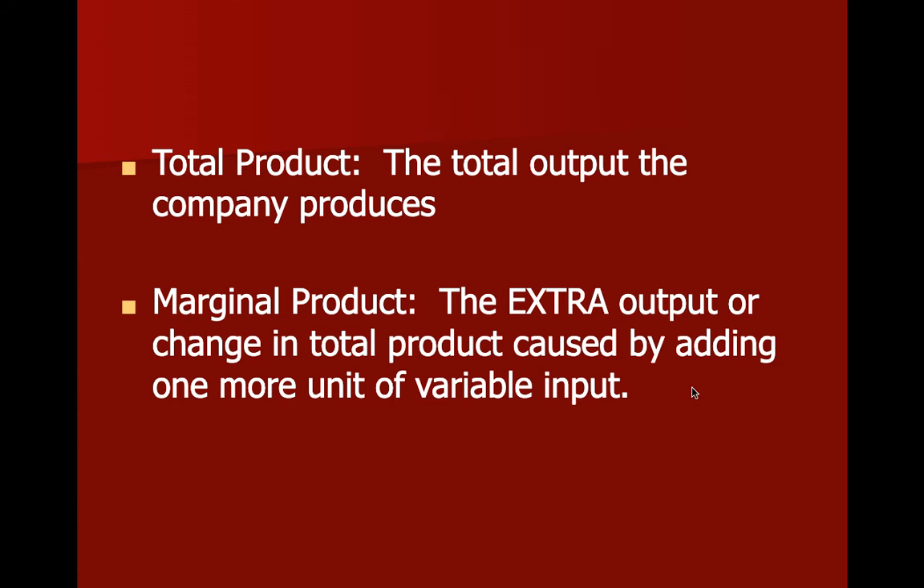Total production is this. So the total product is the total output the company produces. So if I'm an ice cream manufacturer, we're going to look at how much ice cream I'm producing with the ingredients on hand. Marginal product is the extra output or change in total product caused by adding one more unit of variable input.